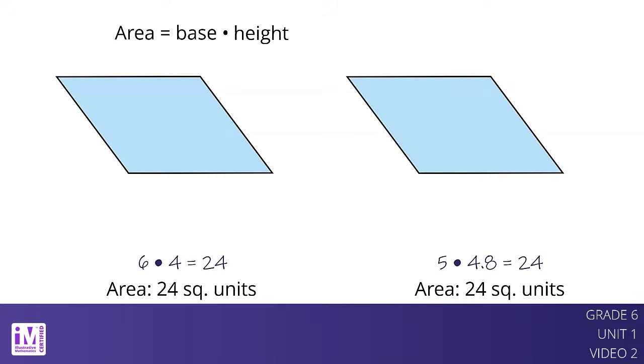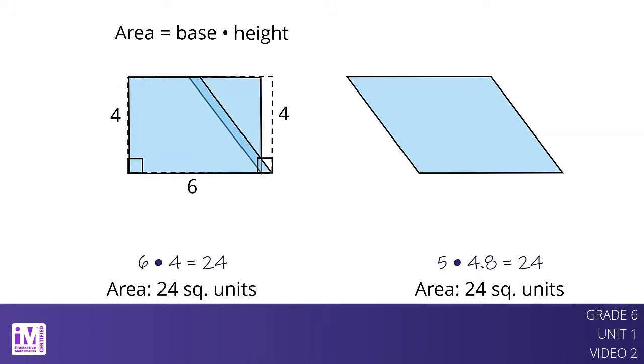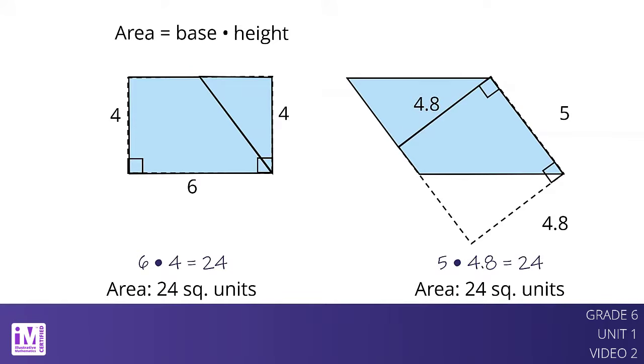We can see why this is true by decomposing the parallelograms and rearranging them into rectangles. The length and width for each of these rectangles are equal to the base and height of the original parallelograms. That's why we can multiply the base times the height to find the area of the parallelogram.